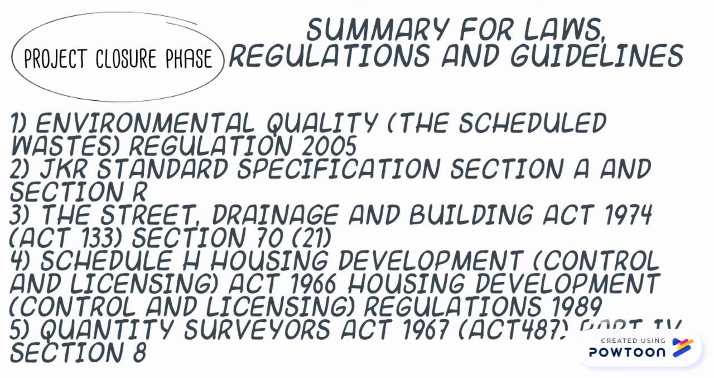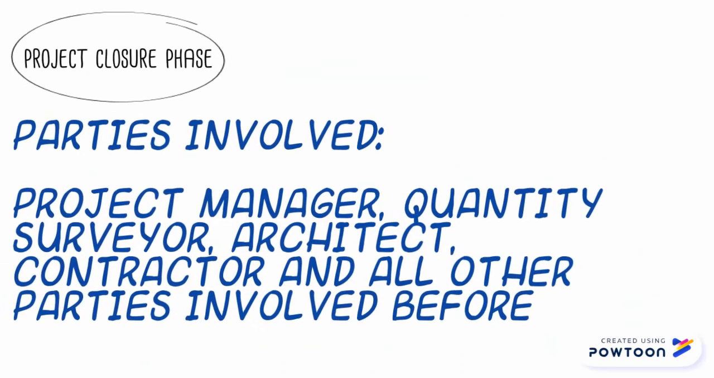Defect liability period, which can be found in Schedule of Housing Development Control and Licensing Act in 1966 and Housing Development Control and Licensing Regulations in 1989. And finally, the Final Account Policy, which can be found in the Quantity Surveyors Act in 1967, Act 487, Part 4, Section 8. Parties involved in the project closure phase are the project manager, quantity surveyor, architect, contractor, and all other parties involved before.